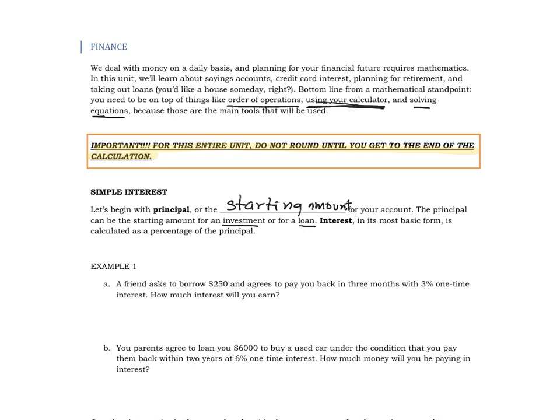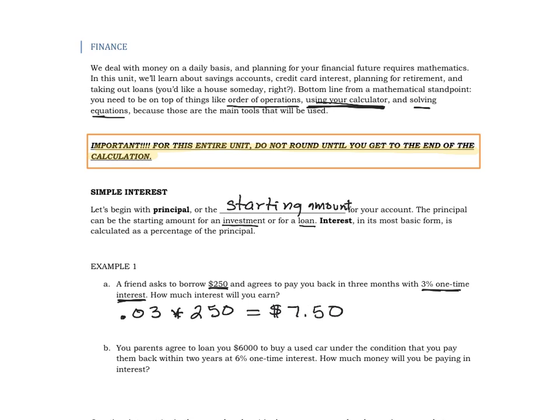Okay? So example 1, a friend asks to borrow $250 and agrees to pay you back in 3 months with a 3% one-time interest. Now, we don't see this a whole lot, but basically they're going to pay you back in interest 3% of the $250 you borrow. Now, we need to remember that you're also going to have to pay back that $250, right? But this is the fee that you're charging your friend to borrow money. So you are charging them $7.50 to borrow money.